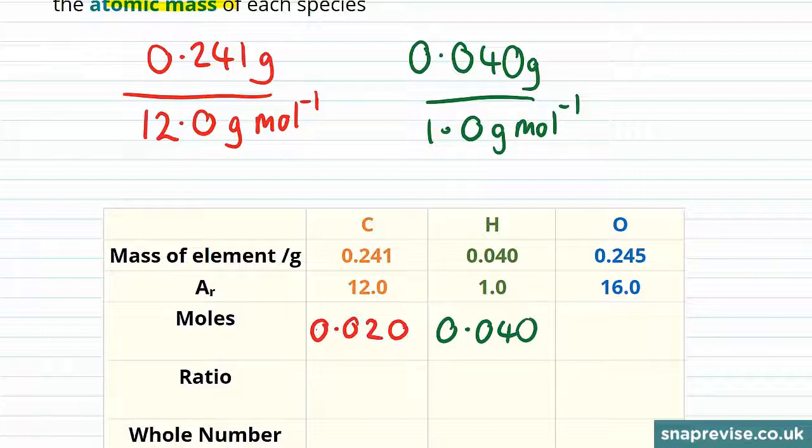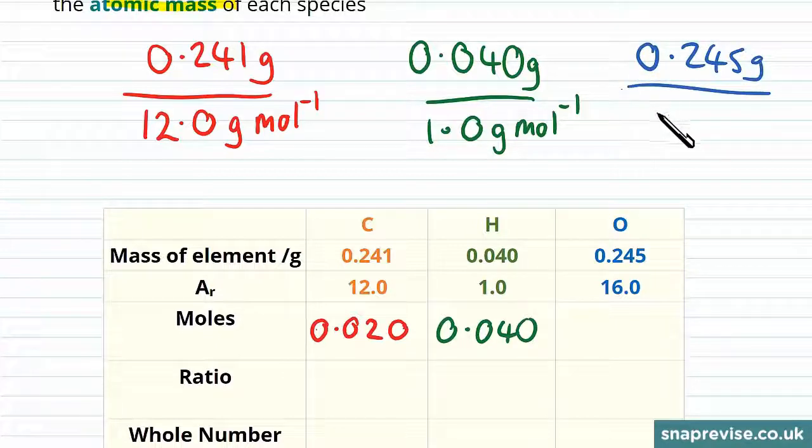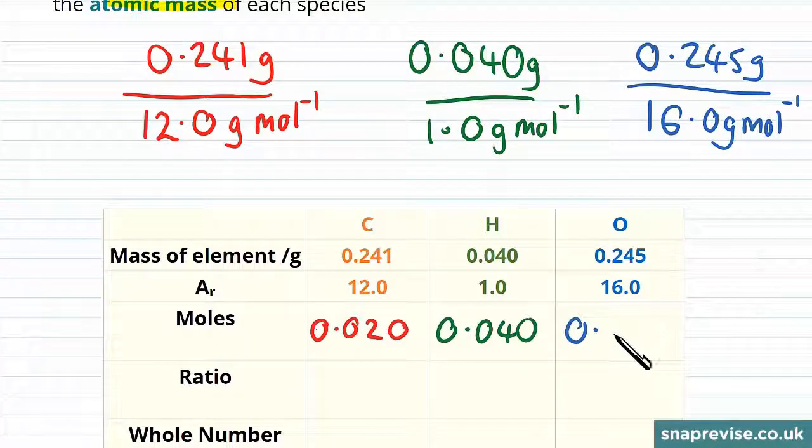Finally, we're going to carry out the same process with the oxygen, so we're going to divide 0.245 grams by the mass of the oxygen per mole, so that's 16.0 grams per mole. And if we put that through our calculator, we get an answer of 0.015 moles of the oxygen.